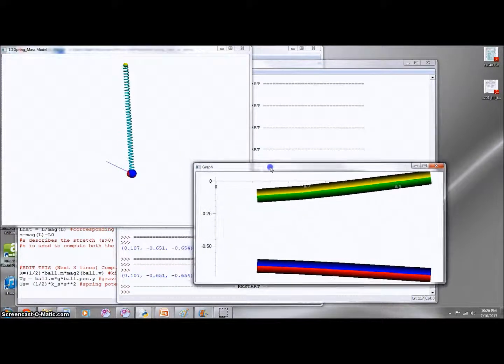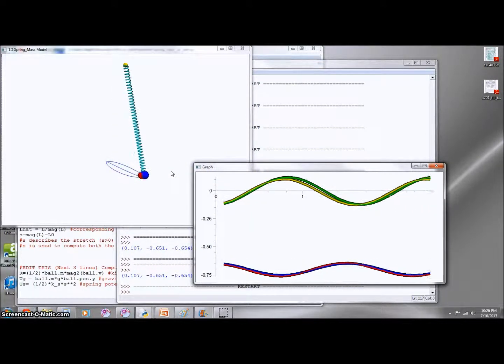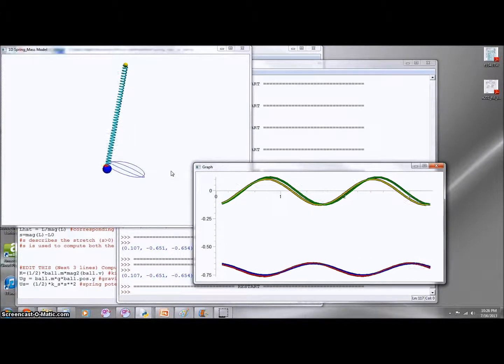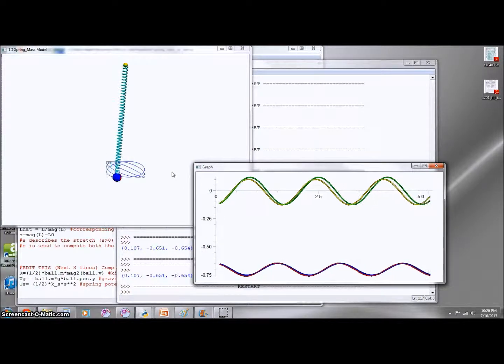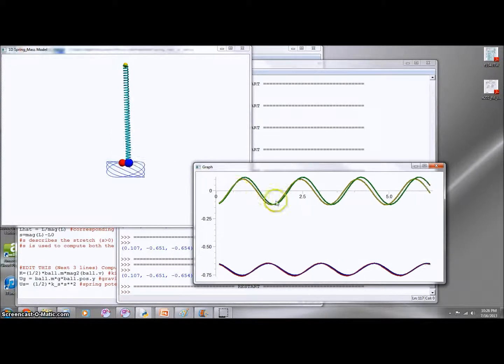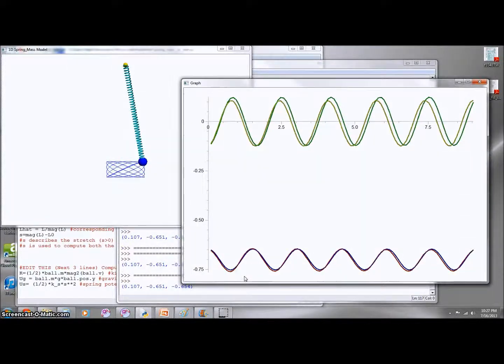The blue ball is the computational model, while the red ball shows the data gathered from Tracker. As you can see, they match fairly well, especially in the y direction. There is some discrepancy in the x direction. This can be seen very clearly in the graph.